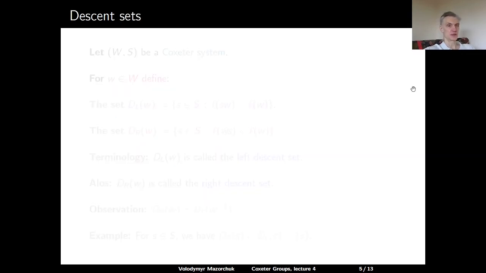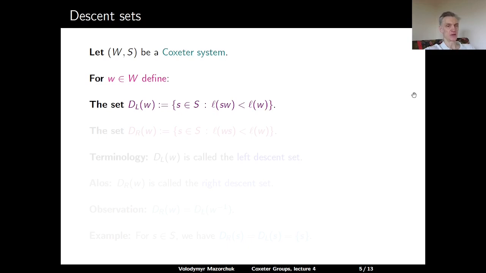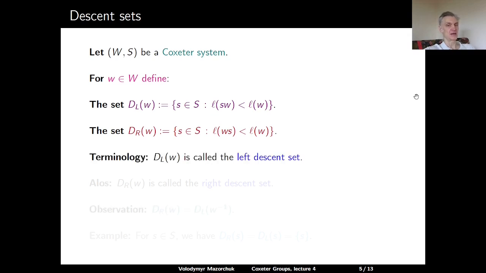Now we can define a very important notion of a descent set. Let (W, S) be a Coxeter system, and w an element in our Coxeter group. We define the set D_L(w), which is the set of all simple reflections s in S such that the length of sw is strictly smaller than the length of w. Similarly, we define D_R(w) as the set of all simple reflections s such that the length of ws is strictly smaller than the length of w. D_L(w) is called the left descent set, and D_R(w) is called the right descent set.